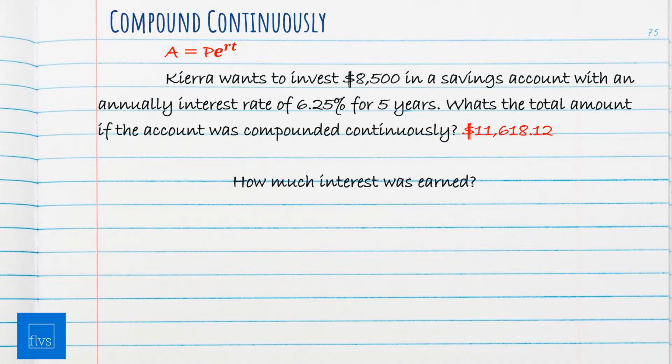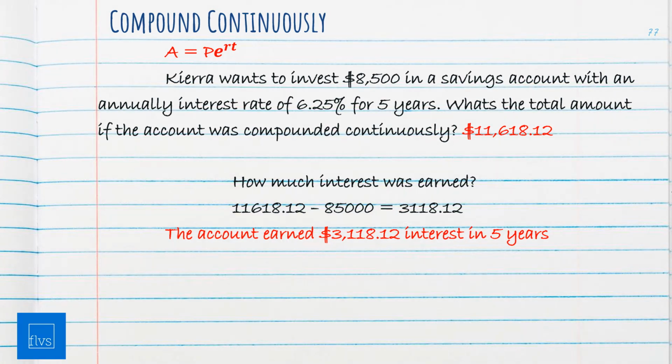Okay, so we're taking that same problem. Now we want to figure out how much interest was earned. So again, with this problem, we're going to take the total amount minus the starting amount. So 11,618.12 minus 8,500. We get 3,118.12. The account earned $3,118.12 interest in 5 years.